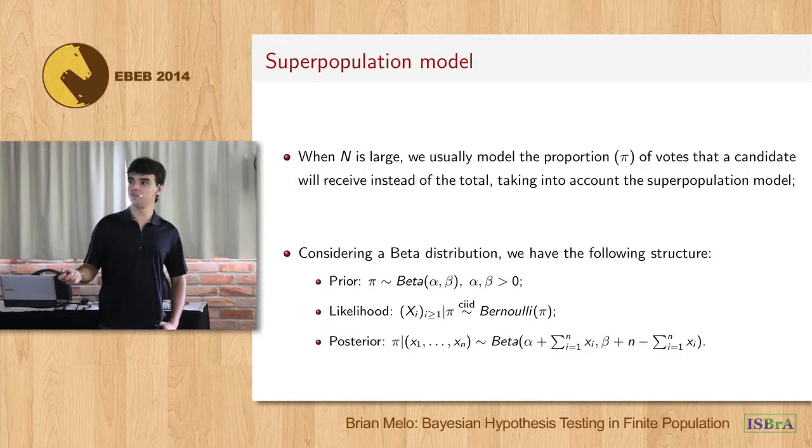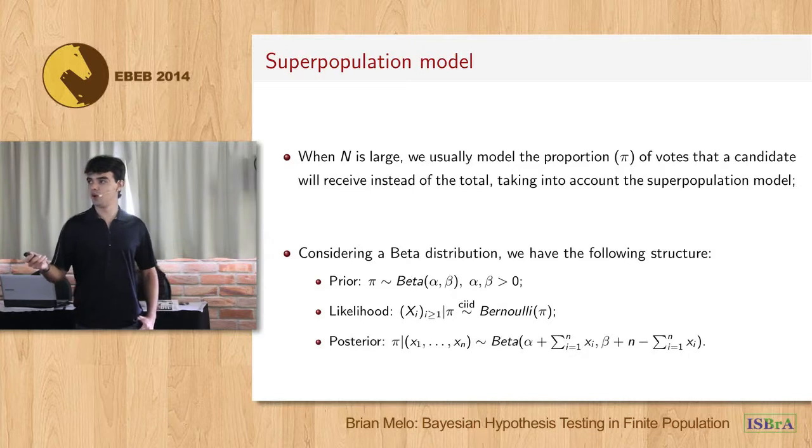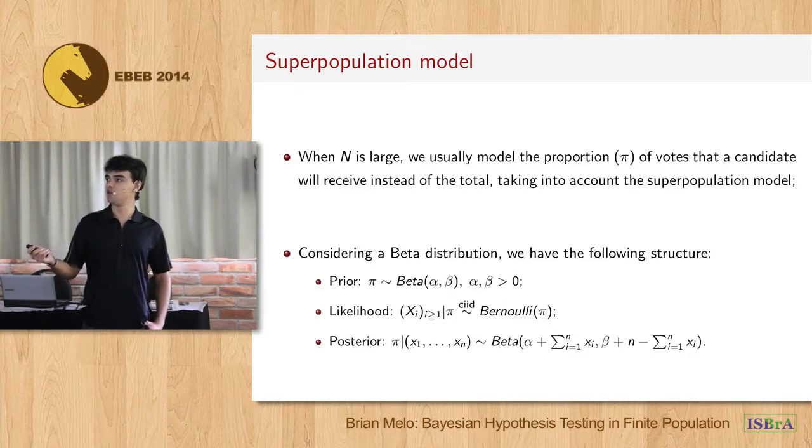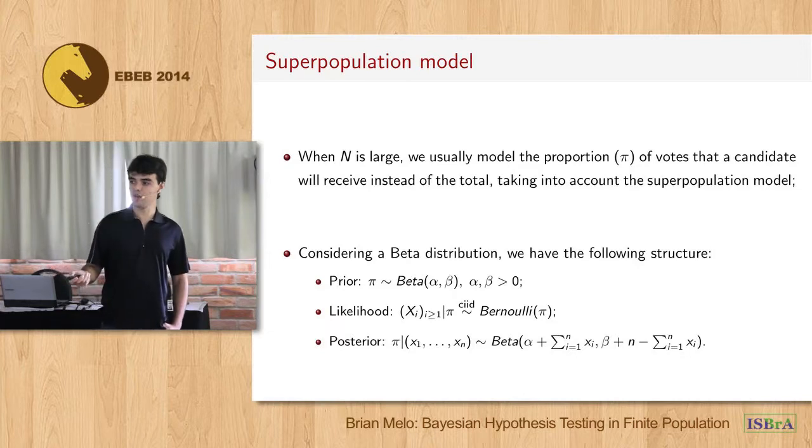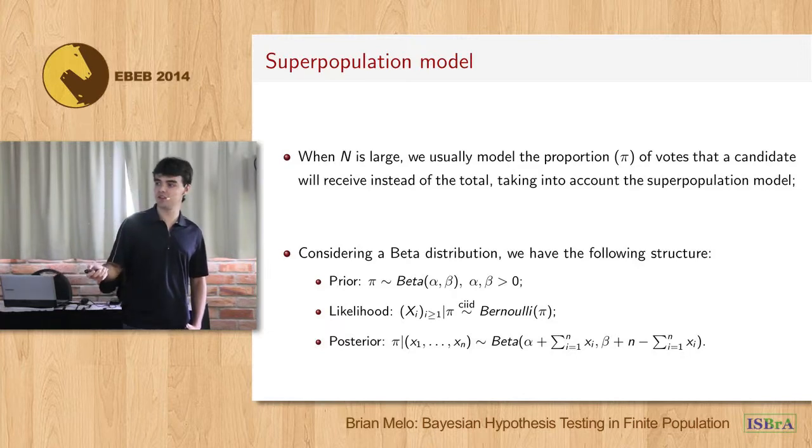On the other hand, if n is large, we consider the superpopulation model, and we will model not the total, but the proportion, which I call pi, of votes that a candidate may receive. And then we consider the well-known beta model, a prior beta for the proportion. Then we assume that we now have an infinite sequence of Bernoulli distributed random variables, and the posterior will again be beta with the updated parameters.